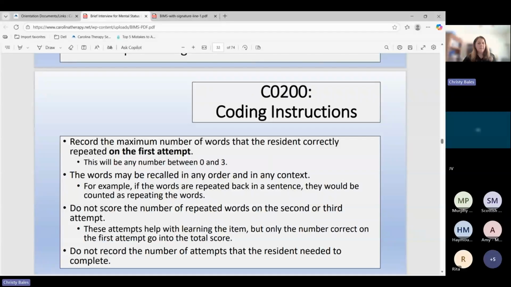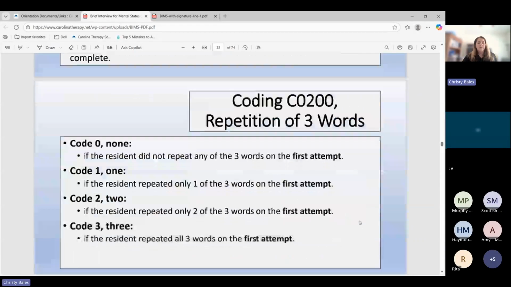Do not record the number of attempts that the resident needed to complete. Most of us move on after the 3. So code 0 if the resident did not repeat any of the 3 words on the first attempt. It would be a 1 if the resident repeated only one of the words on the first attempt, 2 if they repeated 2 of the 3 words on the first attempt, and 3 if the resident repeated all 3 words on the first attempt.